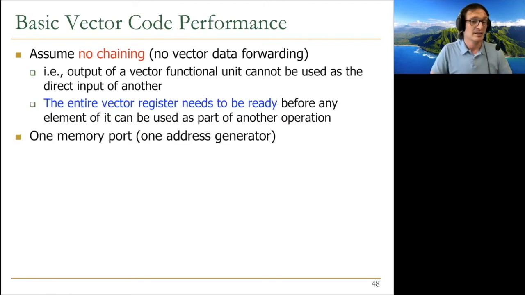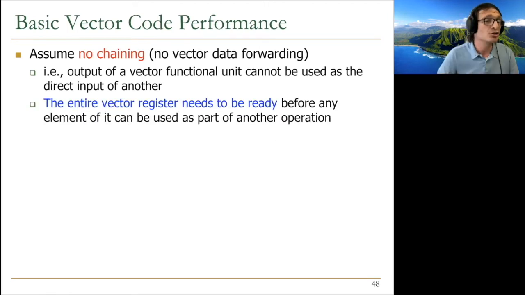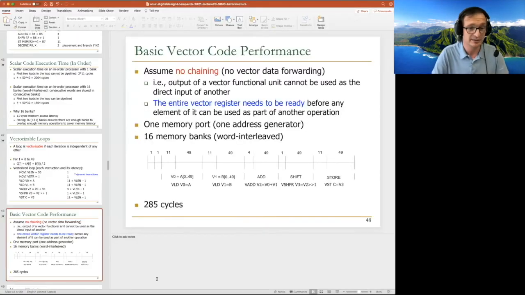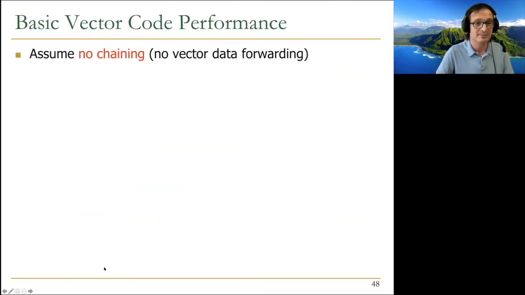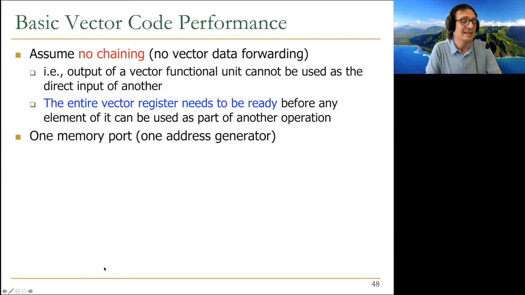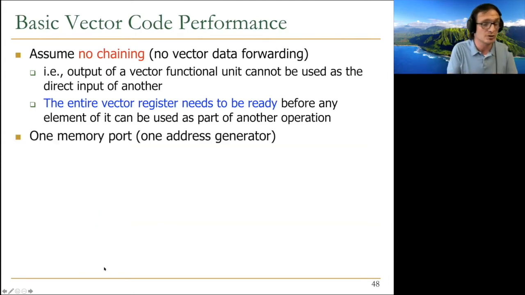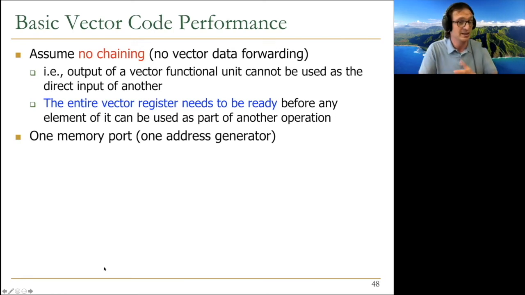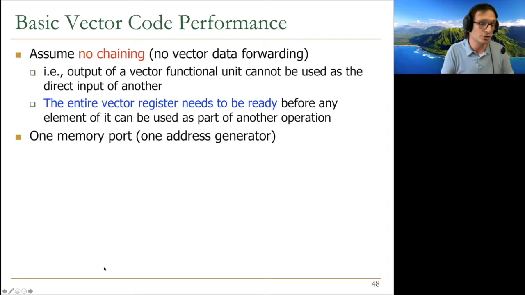Okay. So let's take a look. We're going to assume one memory port, one address generator. Oh, sorry about that. Something happened. One memory port, meaning you can only start one load in a bank. You cannot start two loads in different cycles in one bank. Two memory ports means you can start two loads. Two load ports, one store port means you can start two loads and one store and sustain them concurrently. Okay, but we're going to assume one address generator and one port per bank.